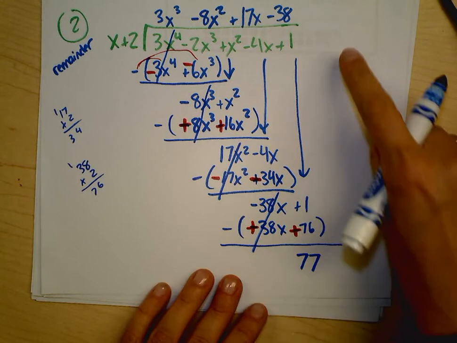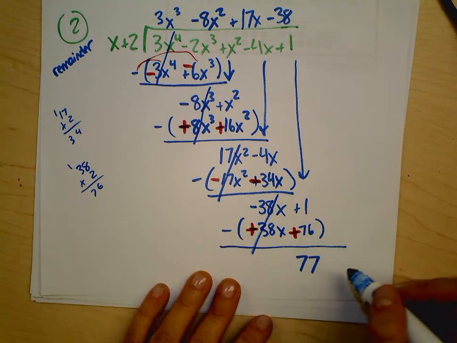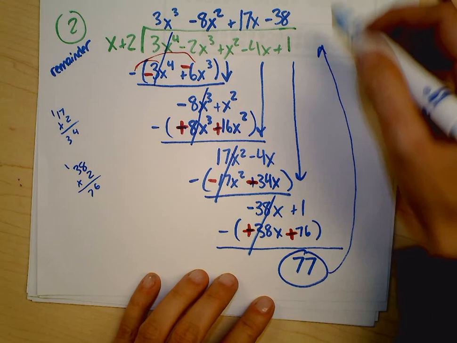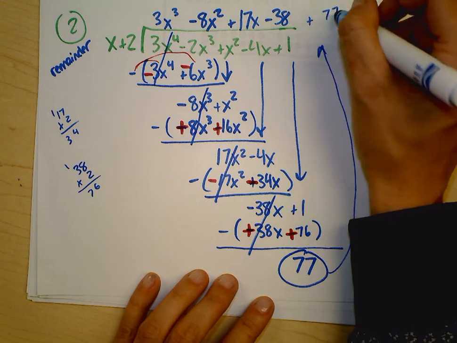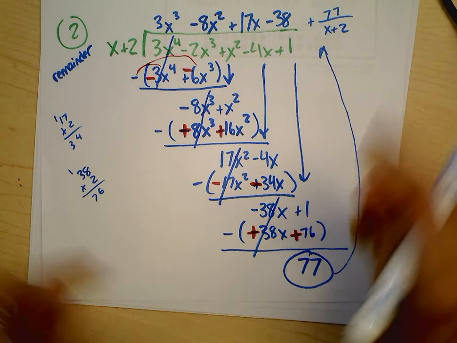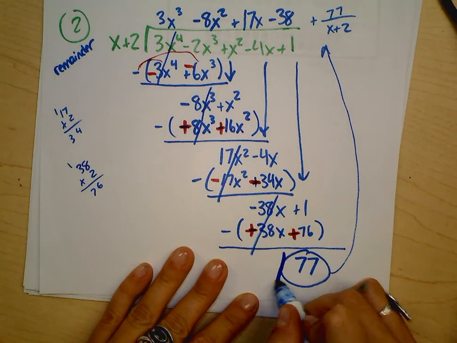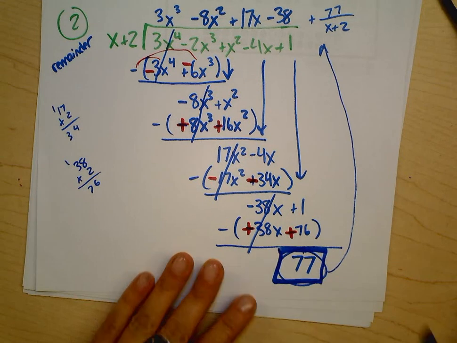I have nothing else to bring down, so this is my remainder. I would bring it up here and put the remainder 77 over x plus 2, but the question was only asking for the remainder, so this is all I had to input into Elluminate.